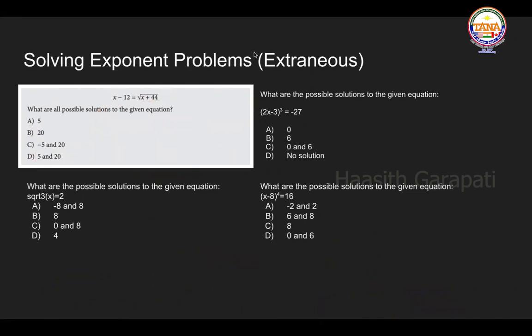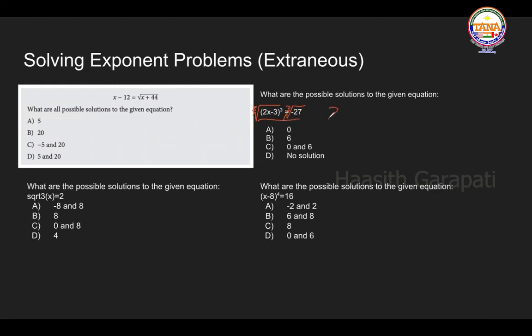Okay, what about the next problem? Which one should I do? All right, let's move on to the one directly to the right. What are the possible solutions to the given equation? 2x minus 3 to the power of 3 is equal to -27. First thing you might think of is, why don't we do a cube root? Instead of an exponent, we're going to do a root where we try to get rid of the exponent.